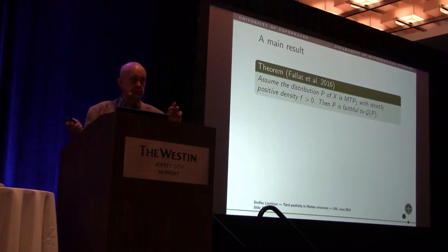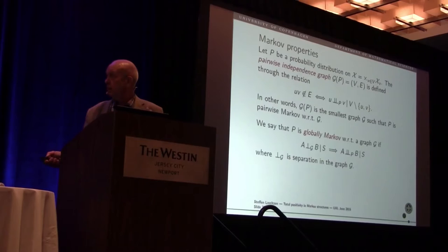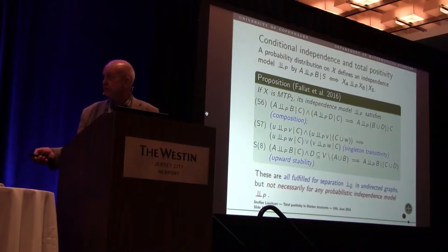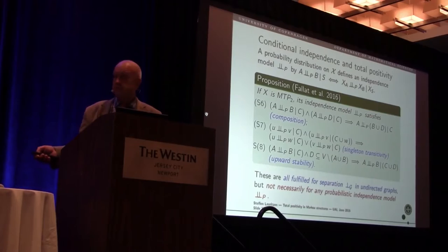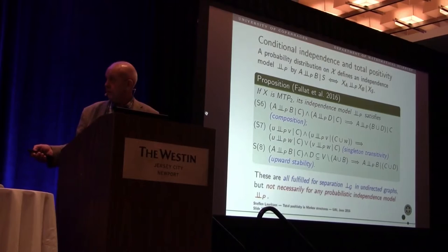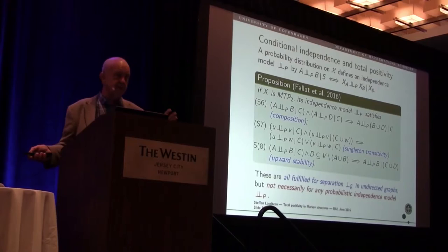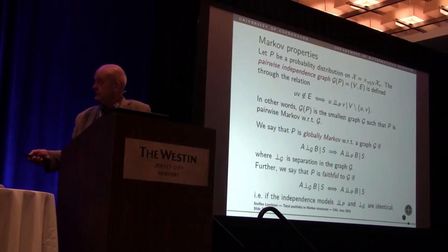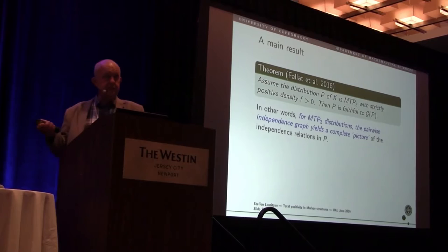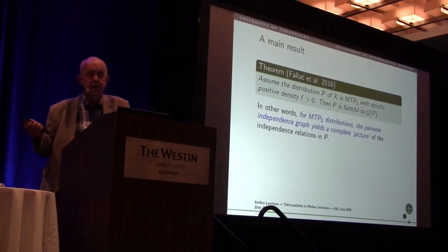This fits with this one, right? Saying that any MTP2 distribution satisfies these things. Well, separation satisfies these things. So you can almost think that these axioms are the axioms of separation in undirected graphs. So the pairwise independence graph actually gives a complete picture of the dependence structure.